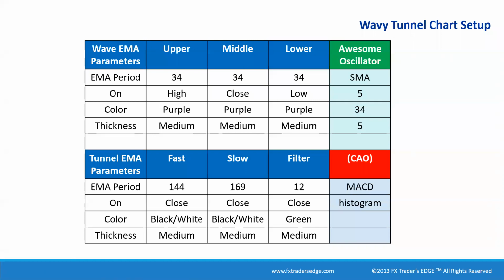This is the original wavy tunnel, where we have the wave, which is the 34 EMA on the upper, the middle, and the lower, the high, the low, the close, and the low. That's how you put it on your charts.